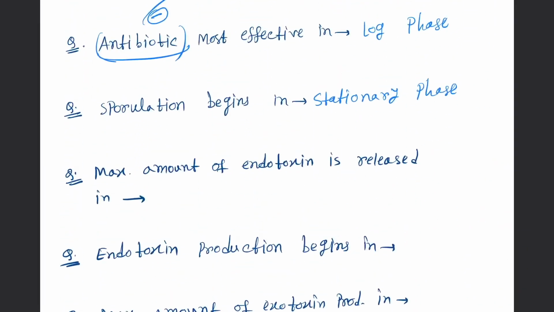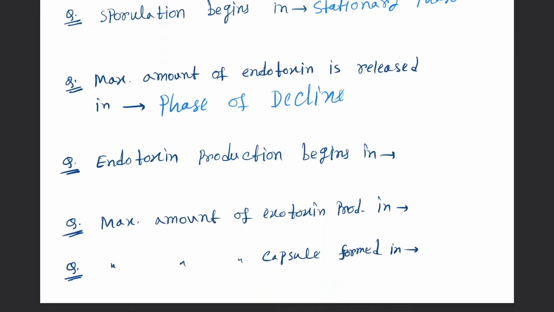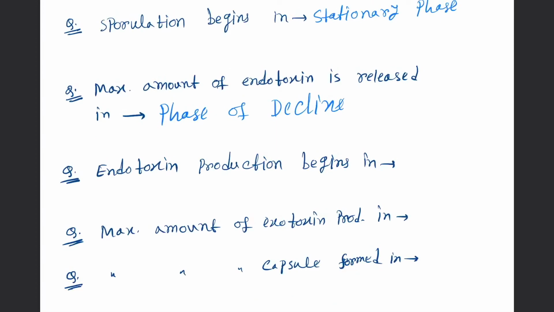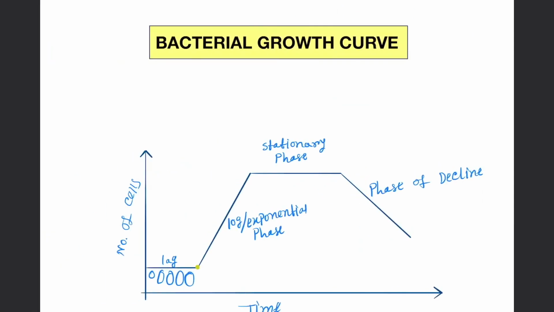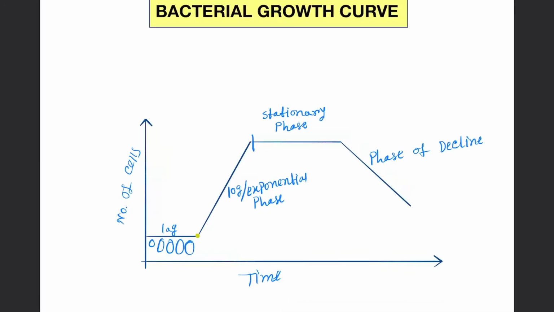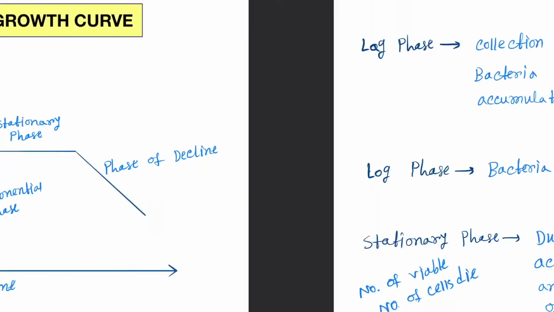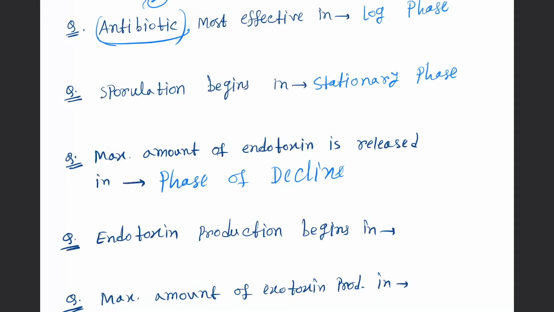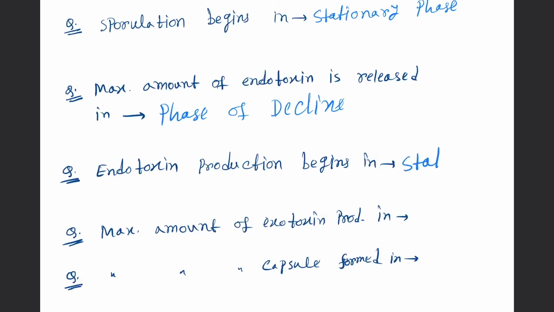So write down the answer. Here it is, phase of decline. Next is endotoxin production begins in, endotoxin production begins where the death starts to occur. So from here the death starts to occur. So stationary phase. Production is in the stationary phase.